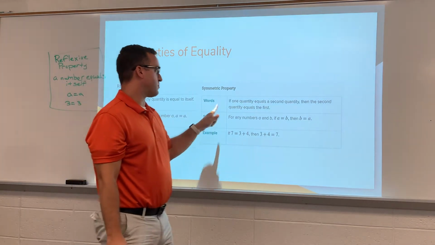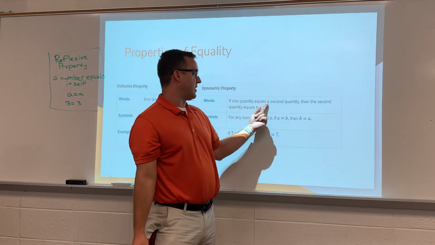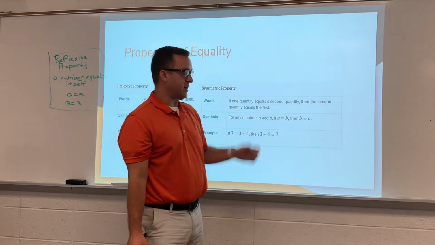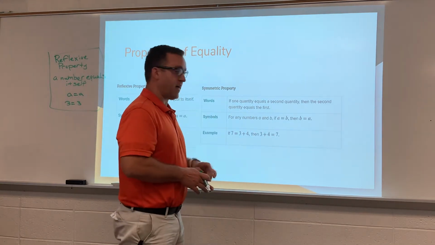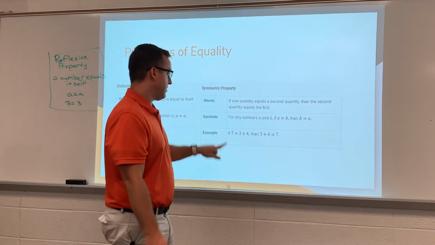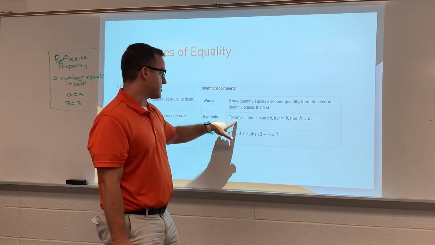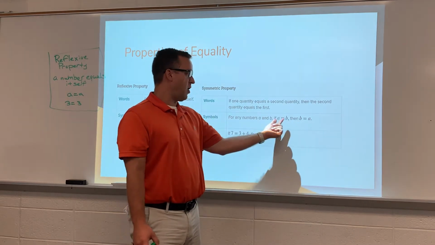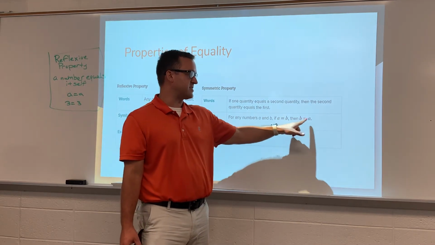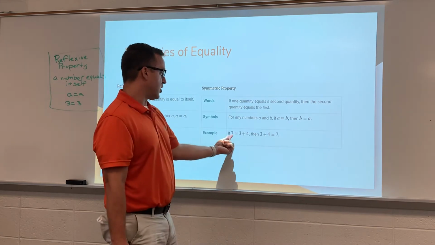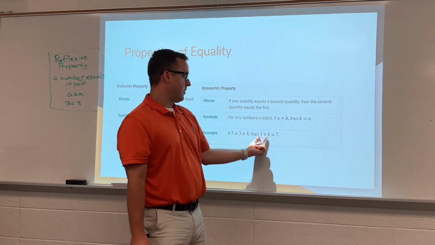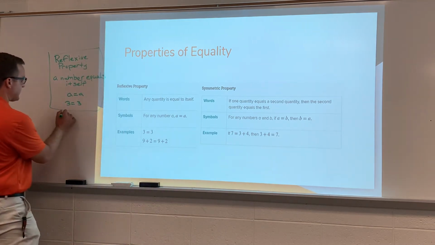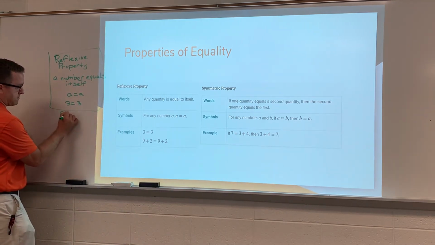Now, the symmetric property just says if one quantity equals a second quantity, then the second quantity equals the first. So that was a little bit confusing to me, but then I look at the symbols. For any numbers A and B, if A equals B, then B equals A. Oh, you can switch the two things on the sides of the equal sign. So if 7 equals 3 plus 4, 3 plus 4 equals 7. Oh, that makes sense. So that's called the symmetric property.